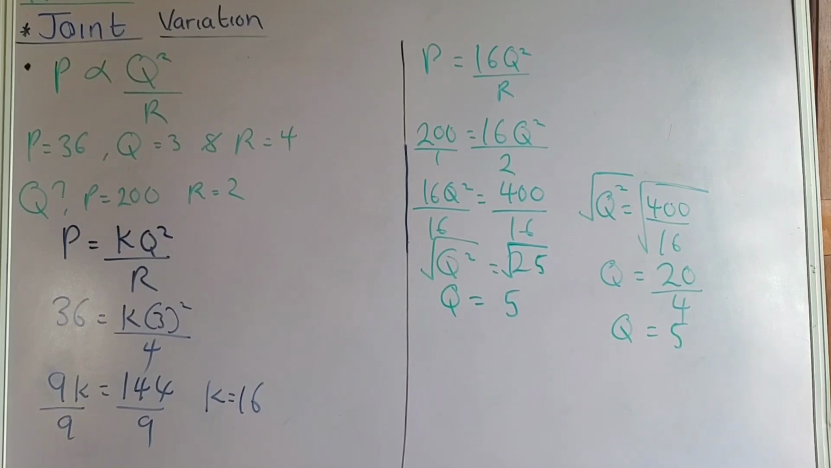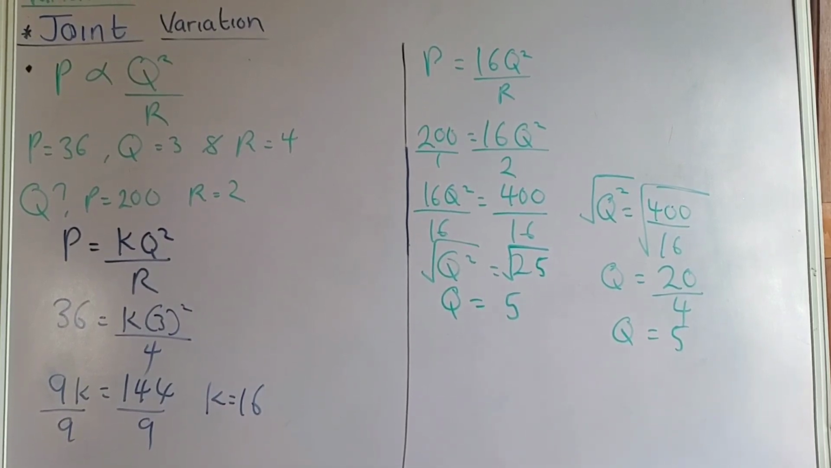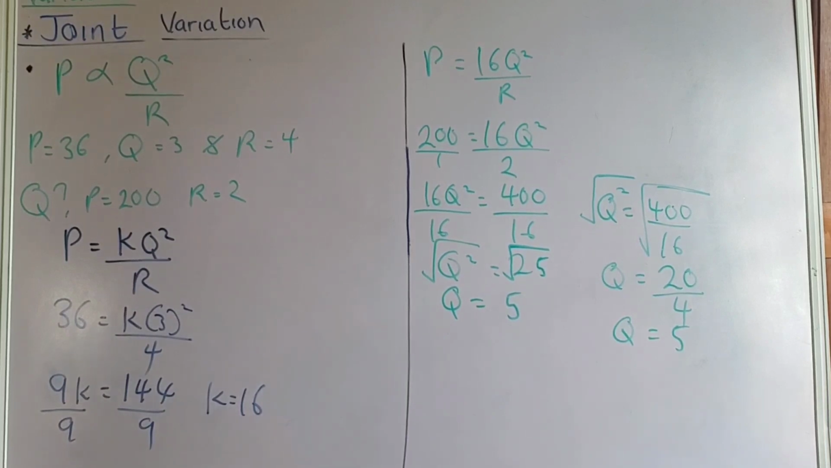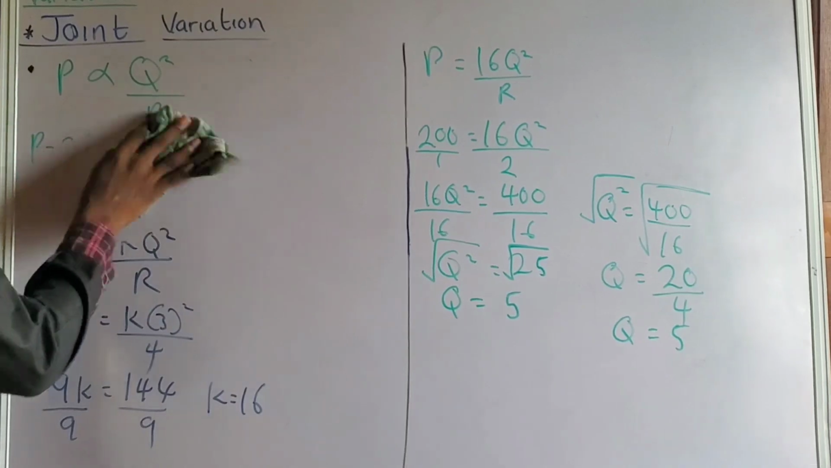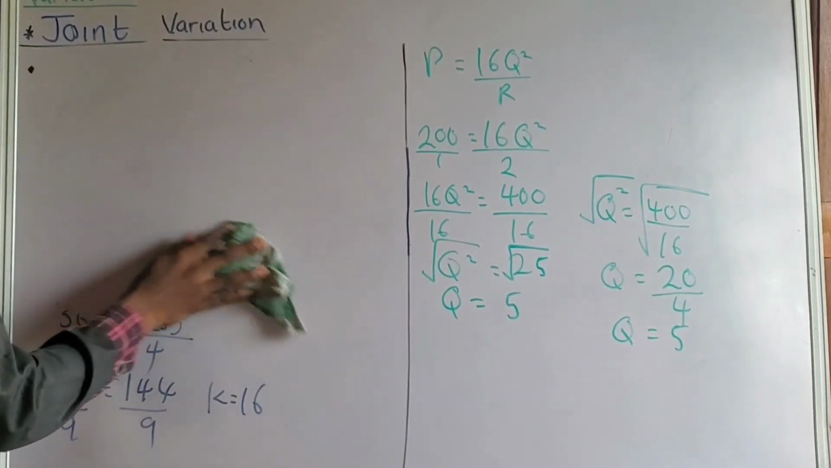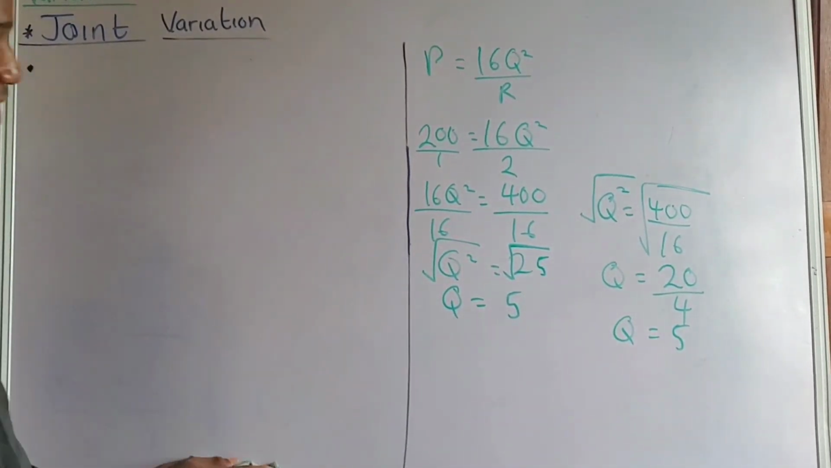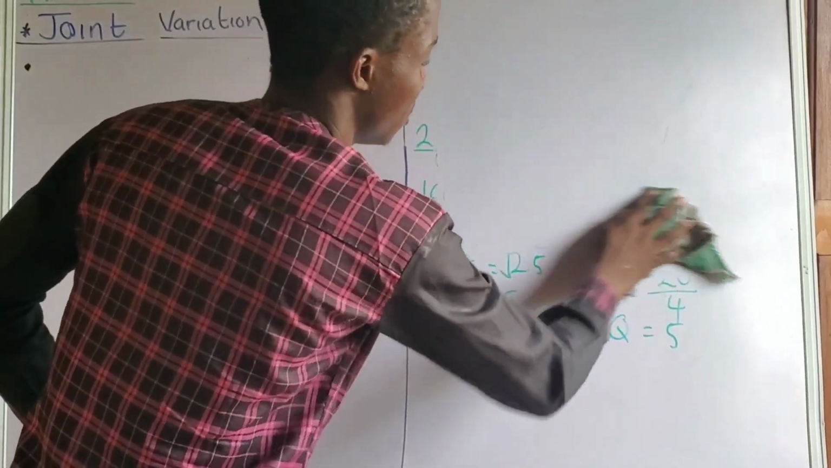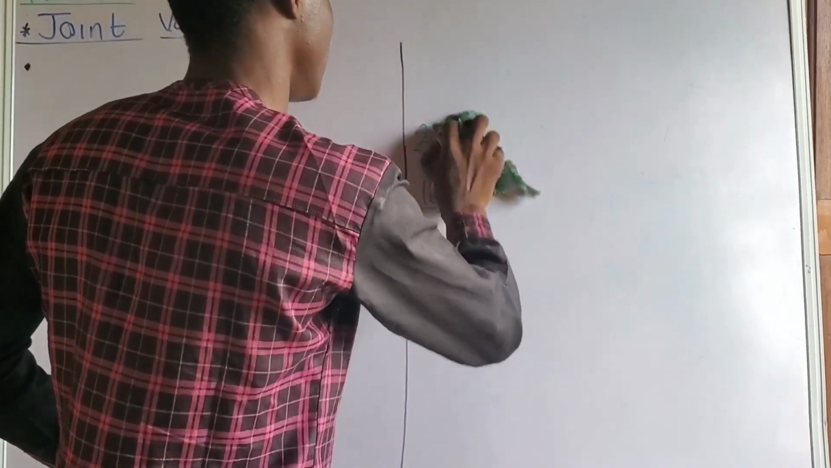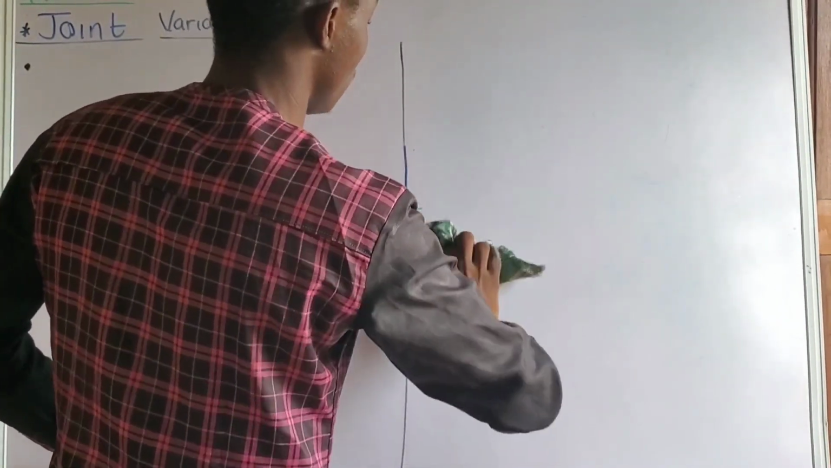All you have to do is just pay attention. You can see that in joint variation, we are dealing with a variable depending on two variables. You understand? Okay, so that is the basic idea. That's the basic ideology behind this concept, joint variation. So if you come across this in the exam, I'm very sure you'll be able to solve the question.